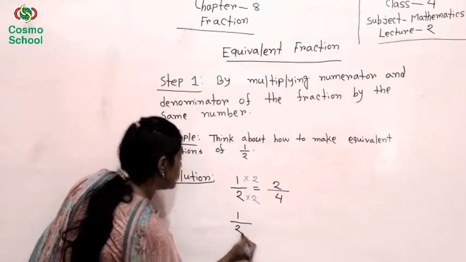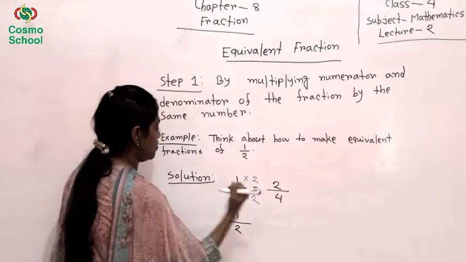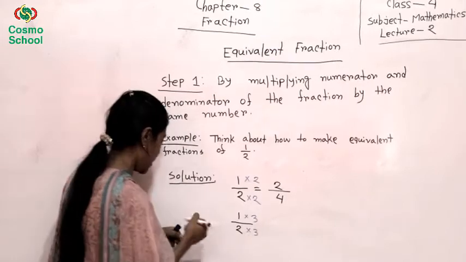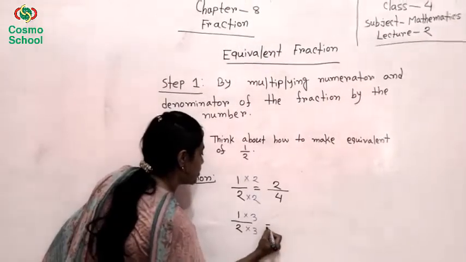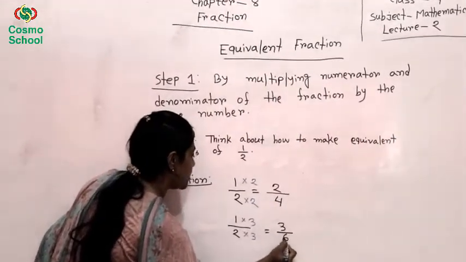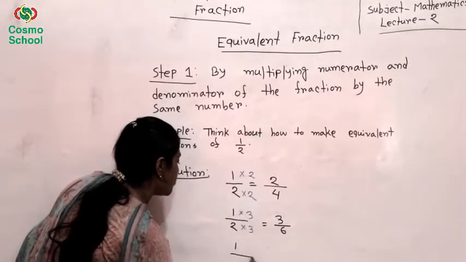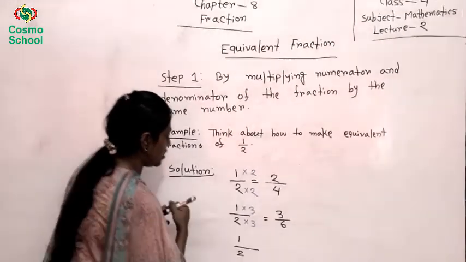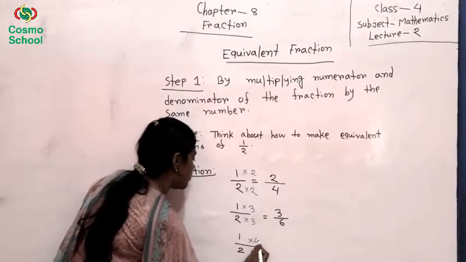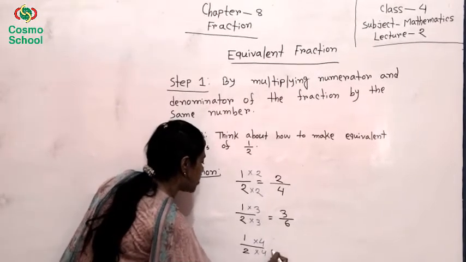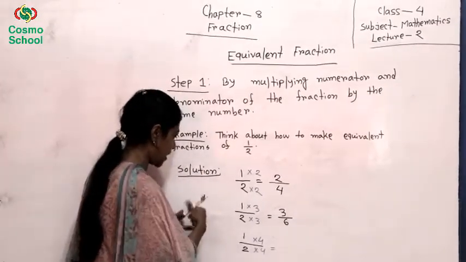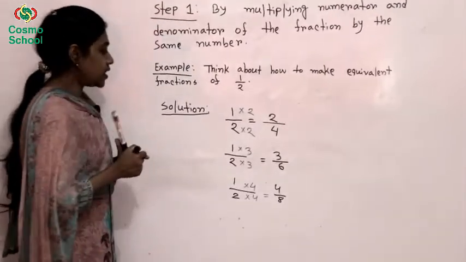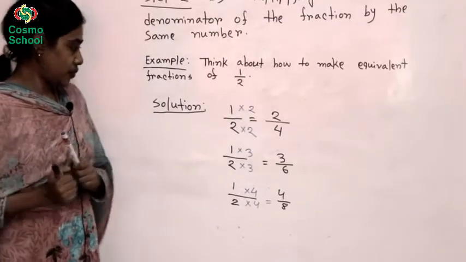In the same process, 1 divided by 2 is multiplied by 3 and we get 3 divided by 6. By the process, the numerator is multiplied by 4 and the denominator is multiplied by 4. I can get 4 divided by 8. This is a continuous process.